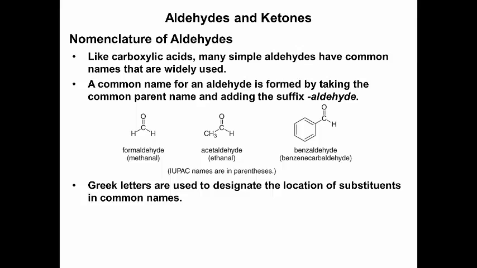Greek letters are used to designate the location of substituents in common names. The carbon immediately adjacent to the carbonyl carbon is given the letter alpha in the common naming, and the substituent carbons are given beta, gamma, and delta positions.